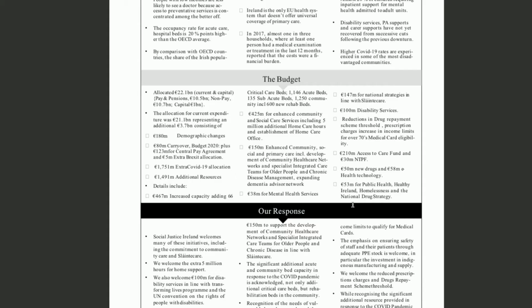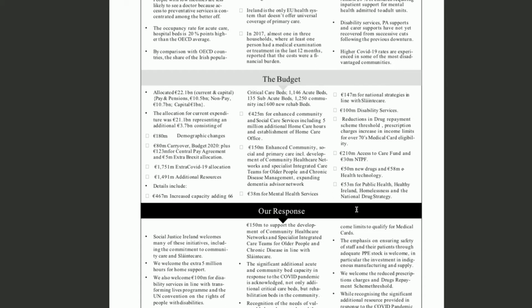And then finally, for me, is healthcare. And this is certainly a budget where the healthcare budget was absolutely critical given where we are with COVID-19. So there is much to welcome in terms of the healthcare spend. We welcome, for example, initiatives around community care and the commitment under Sláintecare.